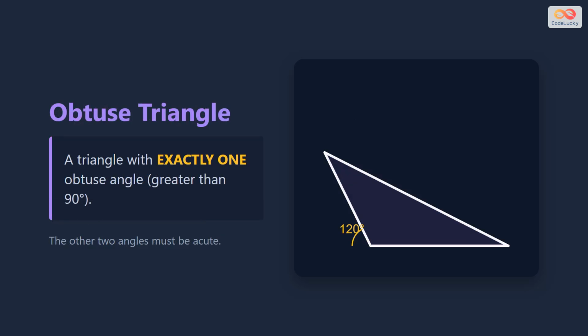Then we have the obtuse triangle. This triangle has exactly one obtuse angle, which is greater than 90 degrees. Like the right triangle, the other two angles must be acute.